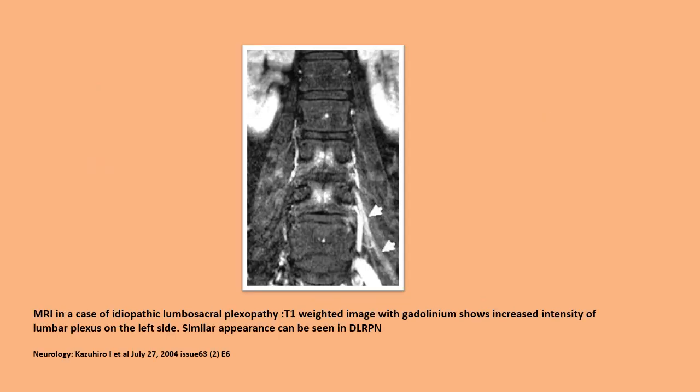This figure shows an MRI in a case of idiopathic lumbosacral plexopathy. This is a T1 weighted image with gadolinium, which shows increased intensity of the lumbar plexus on the left side. A similar appearance can be seen in DLRPN.